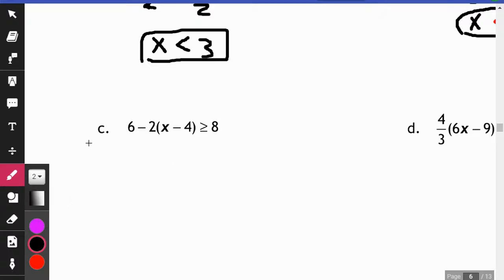Here we go. I would distribute. Notice that's a negative 2. This is a negative 2. Negatives go with the number after them. So I'm going to have negative 2 times x and negative 2 times negative 4. But up here in the front is a 6 that never gets touched at all.